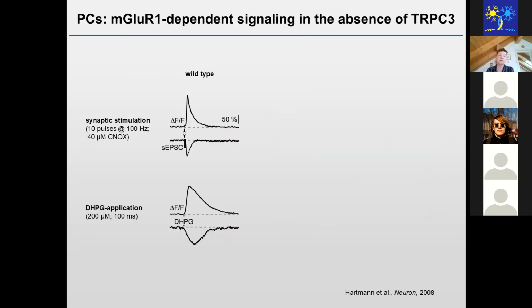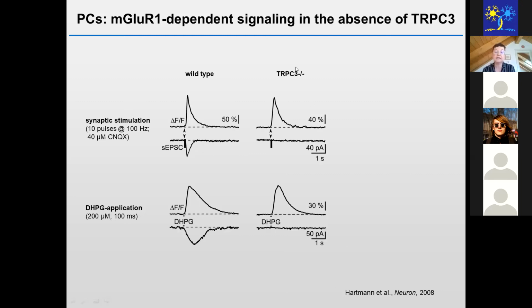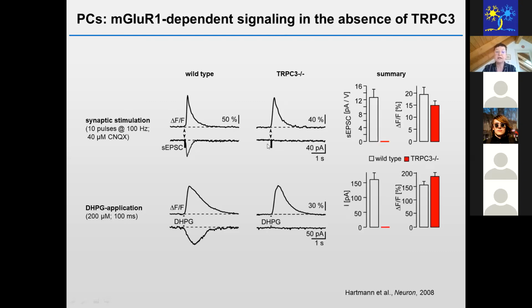This we have found out earlier by characterizing a general TRPC3 knockout mouse, in which we performed repetitive whole cell patch clamp recordings with repetitive parallel fiber stimulation with a high concentration of AMPA receptor blockers that cancels the fast component, and also with a local application of the agonist of group 1 mGluRs, DHPG. And we found that both the synaptically evoked EPSC as well as the agonist evoked inward current are absent in the absence of TRPC3.